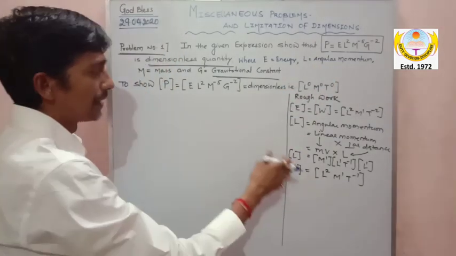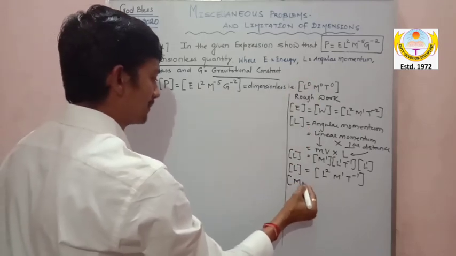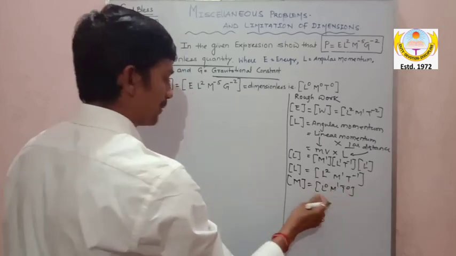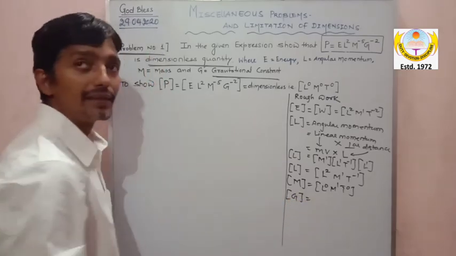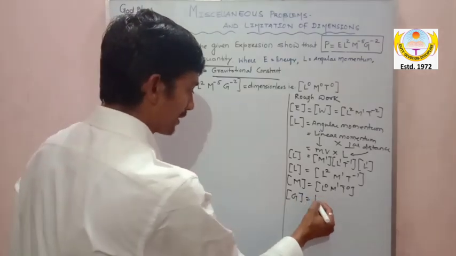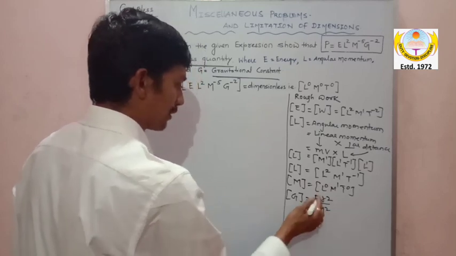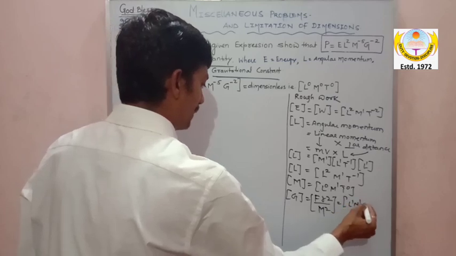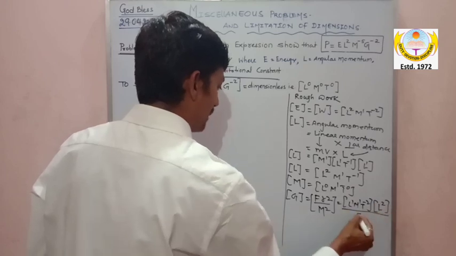Now let's go to the next one, mass. Everybody knows mass dimension is L power 0, m power 1, t power 0. Next is the gravitational constant G. The formula is F r square upon m square. Force has dimension L1 m1 t power minus 2, r square is L power 2, and this is m square.